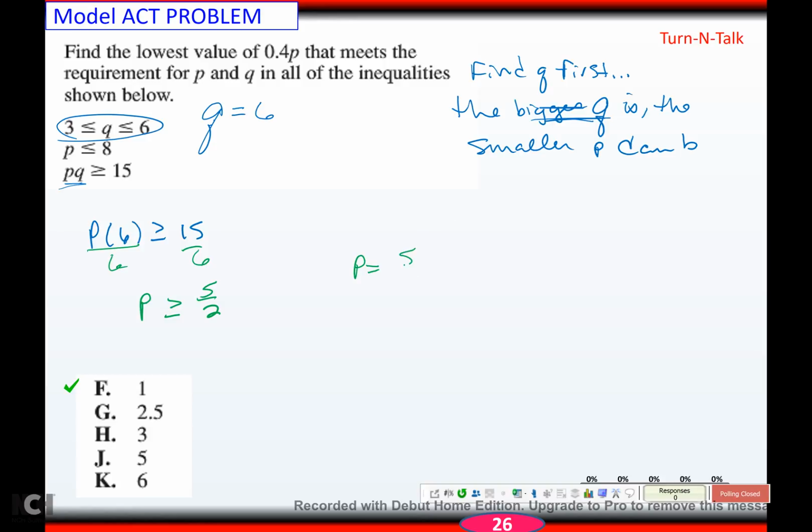Okay? But it didn't ask how small can p be. What's the lowest value of 0.4 times p? Well, if I take this times 0.4, which is also 4/10, top times top is 20, 2 times 10 is 20, 20 divided by 20 is 1.